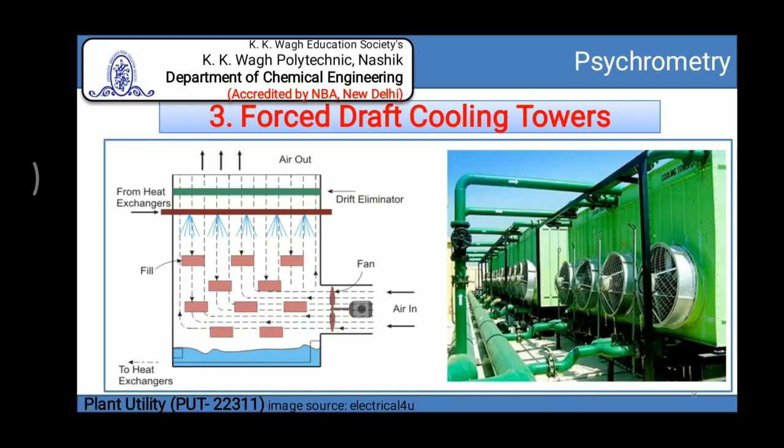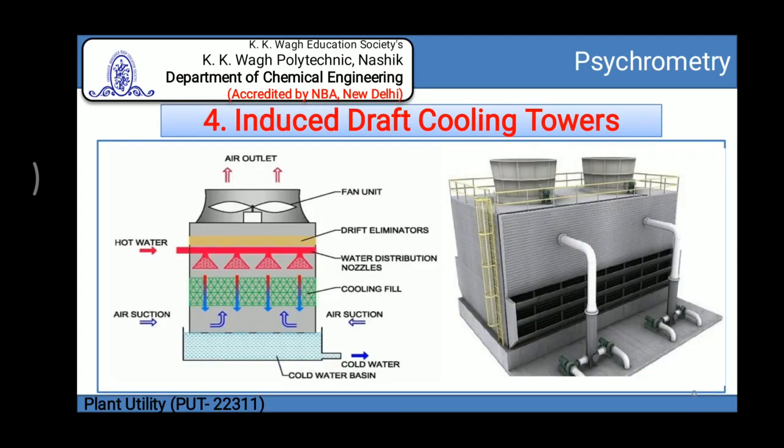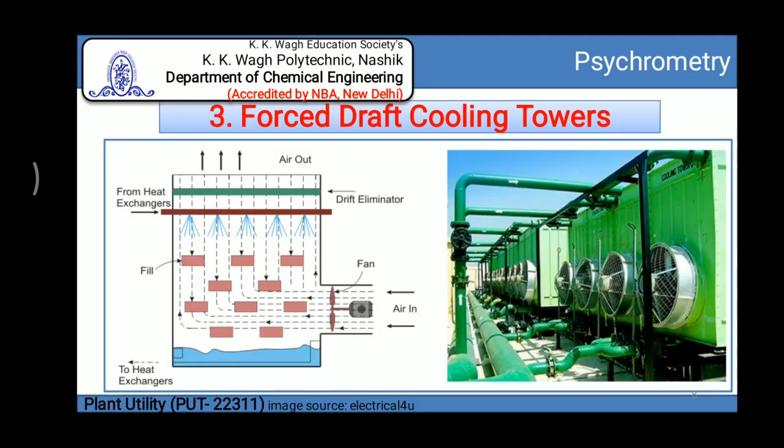Next part is forced draft cooling tower. In this figure we can see a forced draft cooling tower. The difference between the natural and forced draft cooling tower is that in the natural draft cooling tower, atmospheric air is used for the cooling of hot water, but in the forced draft cooling tower we are using external fans to reduce the temperature of hot water. This forced draft cooling tower has another part also, that is the induced draft cooling tower. We will discuss it one by one.